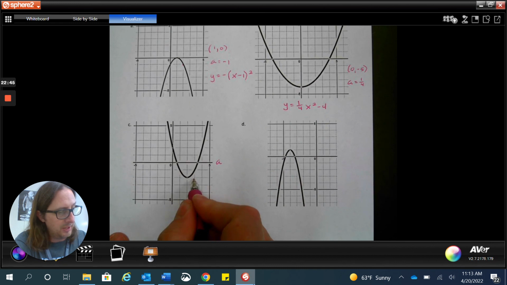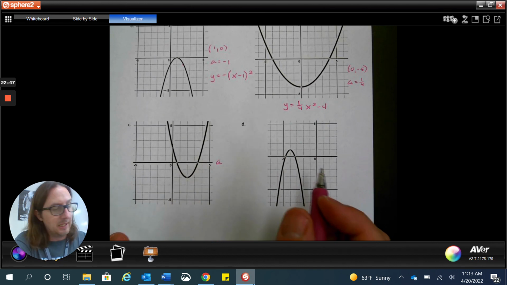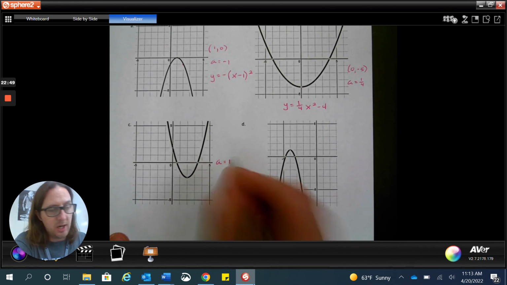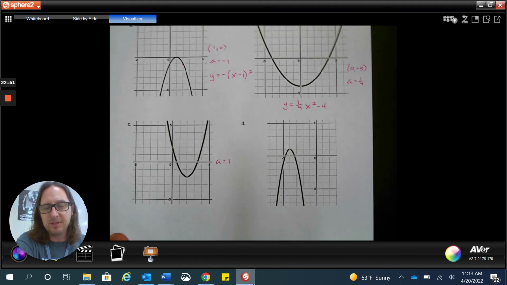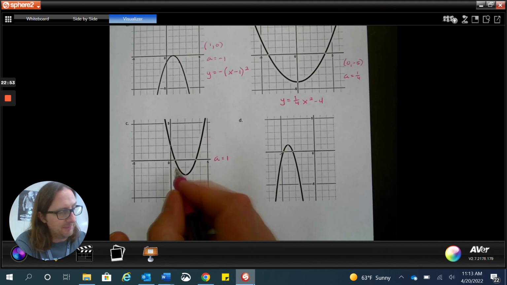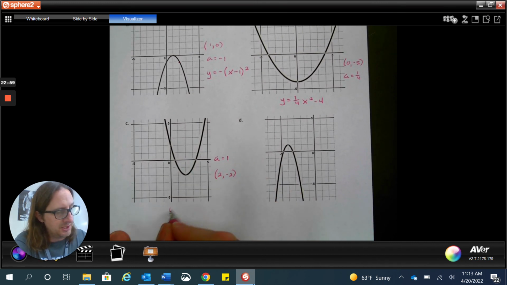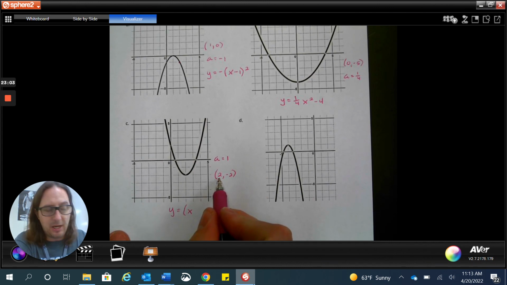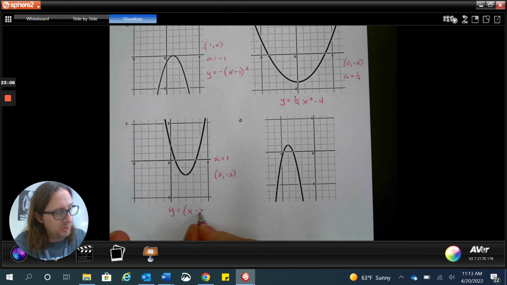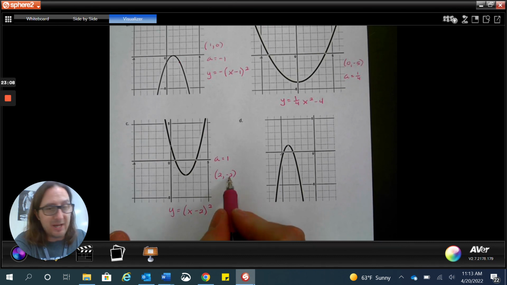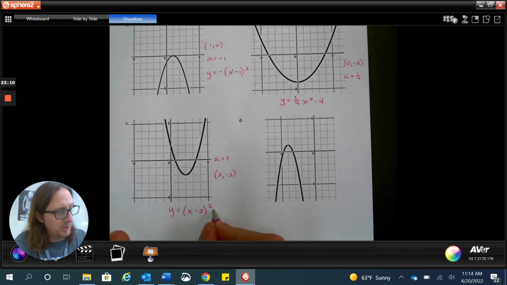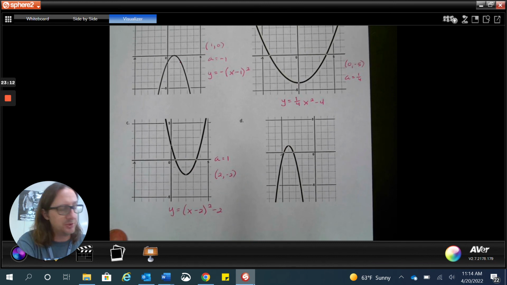All right, next one. This one's facing up, so the a value is positive. When I go over 1, I go up 1. So it looks like a is just a 1. So it's just the same as the parent function there. But my vertex is at (2, -2). So my equation is going to be y equals, I went 2 to the right, so I do need to put -2 here, squared, and then I went down 2, so we put a -2 outside, and there's our equation.